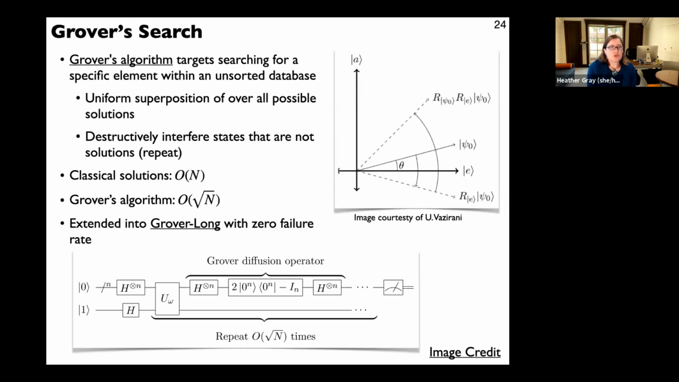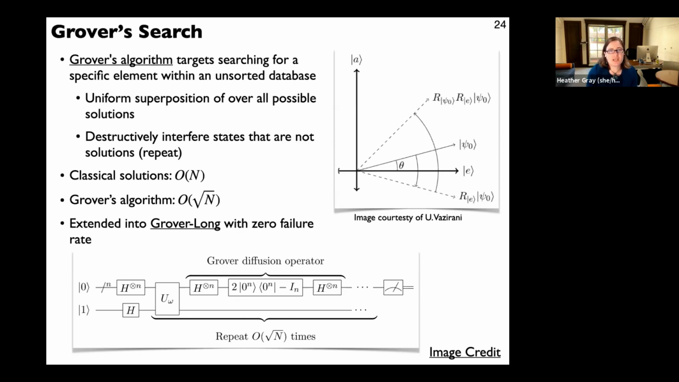Next, we come to Grover's search. Grover's algorithm targets searching for a specific element within an unsorted database. The way that it works is you do a uniform superposition over all possible solutions, and then you want to destructively interfere states that are not solutions.